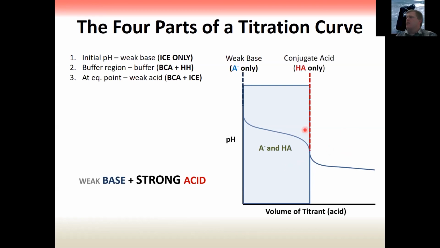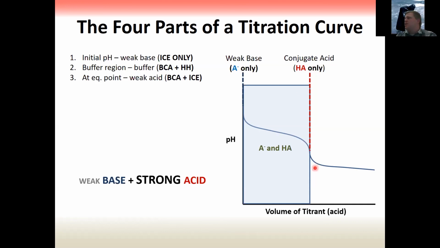At the equivalence point, all you have left is conjugate acid. So you'll have to do a BCA table there and then convert the number of moles of acid to the concentration of acid by taking the number of moles of acid and dividing by your total volume again. Then you'll do an ICE table. You'll use your Ka value now because you're dealing with an acid, and solve that out for your pH.